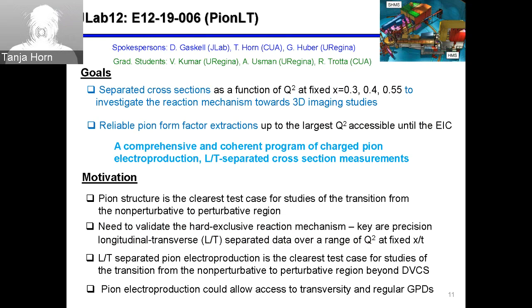Both of these together give us a comprehensive and coherent program of charged pion electroproduction using the power of LT-separated cross-sections. The motivations, of course, I already listed. I mentioned that one needs to validate the hard-exclusive reaction mechanism. The key here is the longitudinal and transverse separated cross-sections, which are the clearest test case for the studies of the transition from non-perturbative to perturbative regions, beyond DVCS, of course, and then could allow us to access the GPDs.